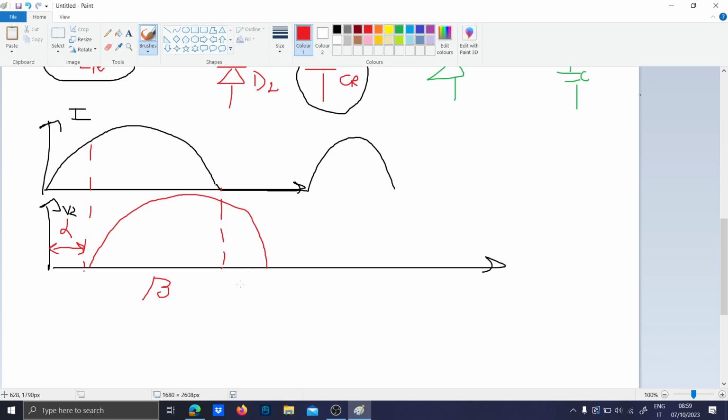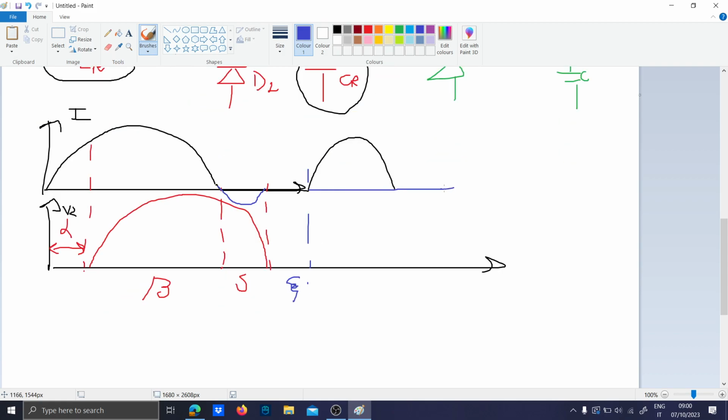We will call this interval here gamma. In the full wave rectification, in this full wave, sorry, this goes down actually. Gamma, and this last interval here we'll call it theta.